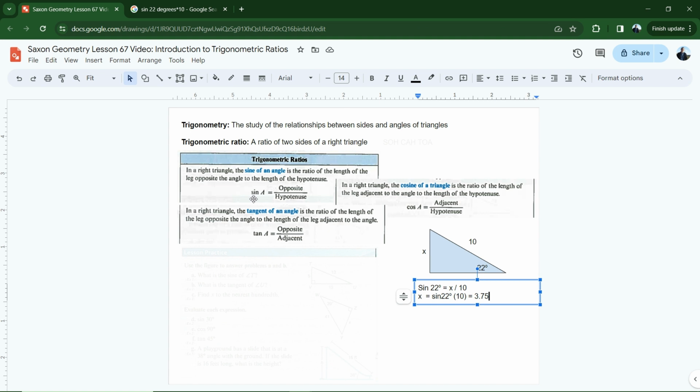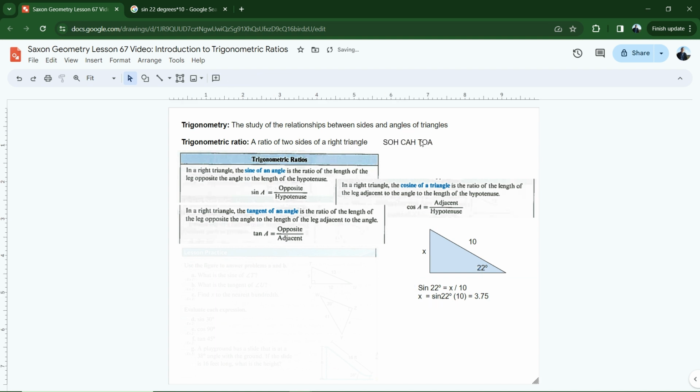Now, you have to remember that sine is the sine of an angle. The sine of the angle is the ratio of the opposite over the hypotenuse. The cosine of an angle is the ratio of the adjacent over the hypotenuse. How are you going to remember that? Well, there is a phrase that you can use to kind of help you remember. SOHCAHTOA. So, sine is opposite over hypotenuse. Cosine is adjacent over hypotenuse. Tangent is opposite over adjacent.